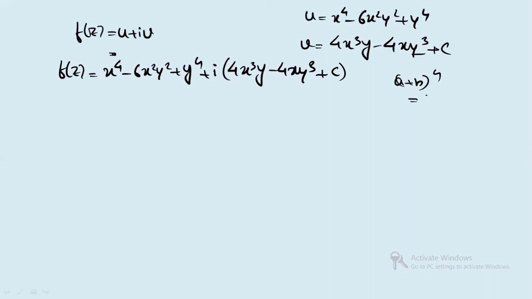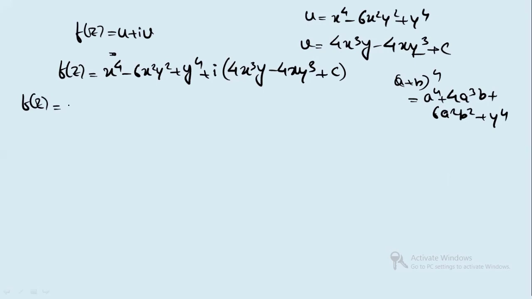It can be written as what? We know the formula. It is a to the power 4 plus 4a cube b plus 6a square b square plus b to the power 4. So similarly, if you do here, f(z) equals, this is x to the power 4, right?